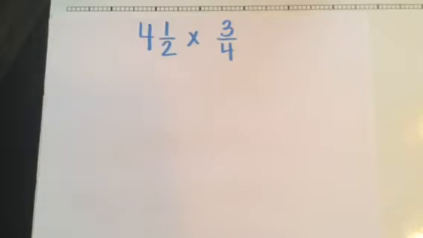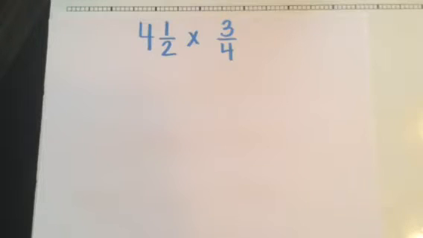In this problem, we're looking at 4 1/2 times 3/4. That is because it told us that Emma ran 4 1/2 miles, and for 3/4 of that run, she ran uphill, and we are asked to figure out how many miles she ran uphill. So that means we need to figure out, well, what is 3/4 of 4 1/2?